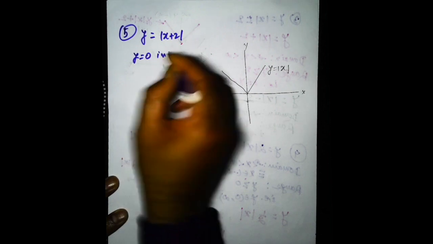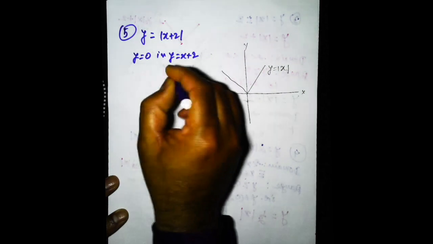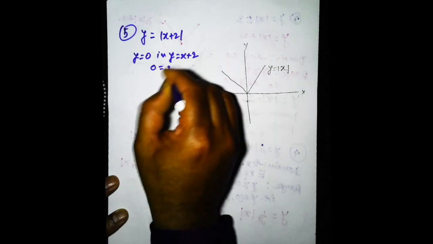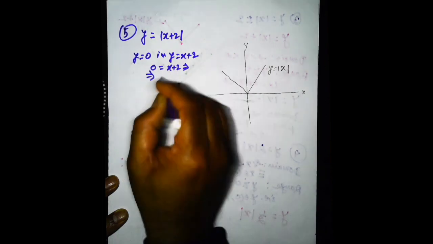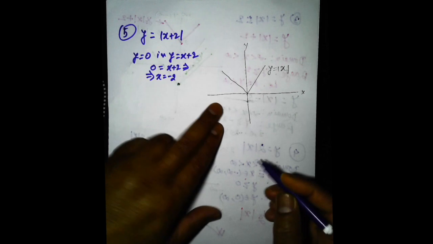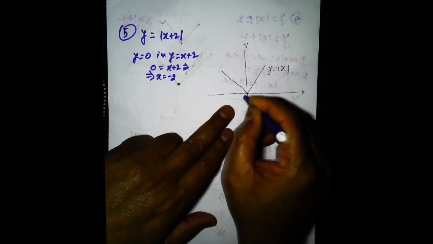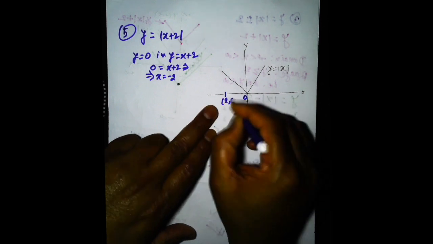So how do you find that point? Actually, we can see here when you put y equals 0 in y equals x plus 2. I'm taking the positive sense first of all. So it will give you 0 equals x plus 2. That means x is negative 2. It means the graph has shifted to the negative side. So instead of starting from the point 0, it will start from x equals negative 2. That is, this point is negative 2, 0.